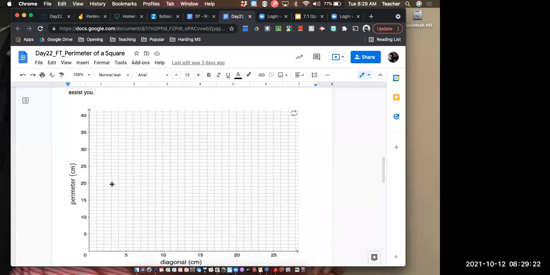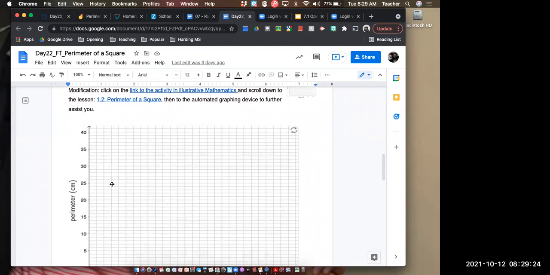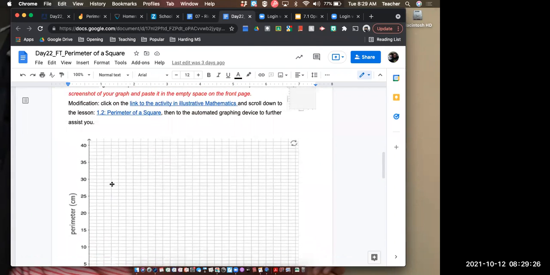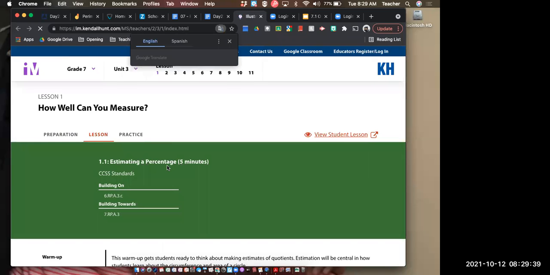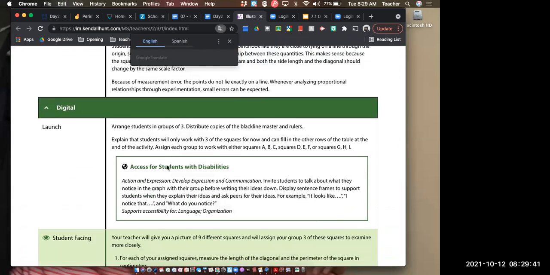Further down, you're going to notice that you have to graph. If you're going to graph, take a look at the link. You want to go down to perimeter of a square, and it gets you to the automatic graphing simulation. So you want to take this down to perimeter of a square.